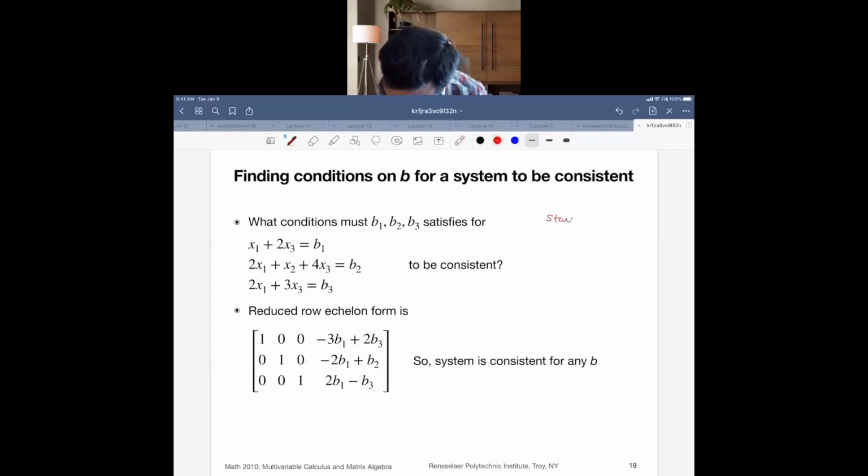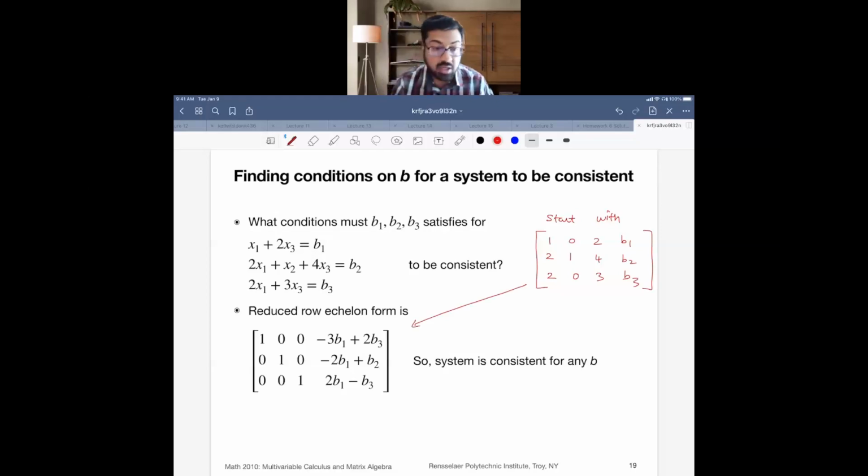Start with the augmented matrix. You will have 1, 0, 2, B1, and 2, 1, 4, B2, and the last one will be 2, 0, 3, B3, right? And once you have that, you will row reduce it. As you are row reducing it, for this particular matrix, you will get this. So on the right hand side, you got to reduced row echelon form. The matrix over here is row equivalent to an identity matrix.